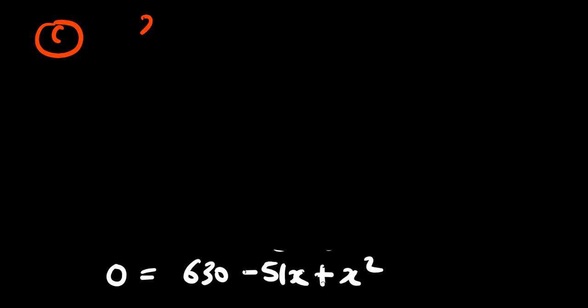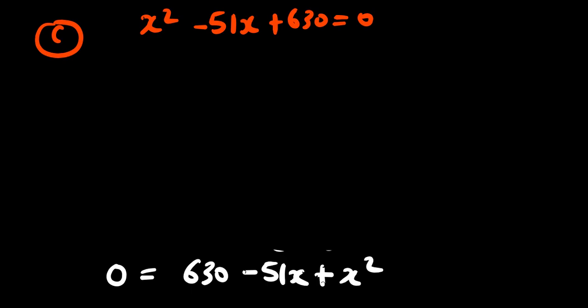X squared minus 51x, the standard form, okay, and we've got a plus 630. This expression equals 0. So now what do we do?